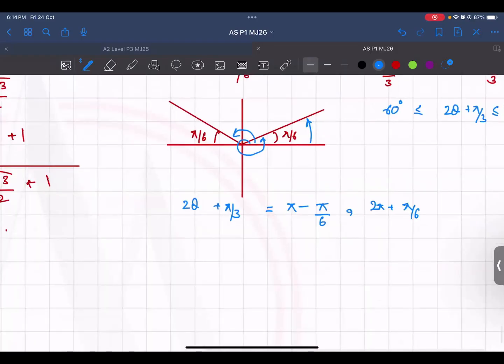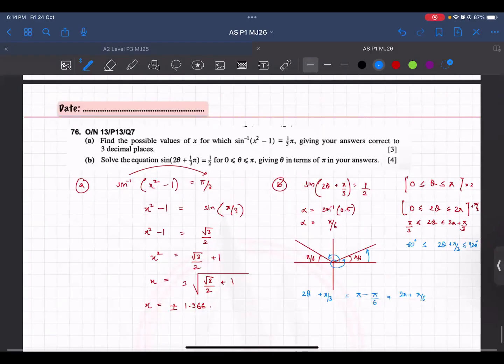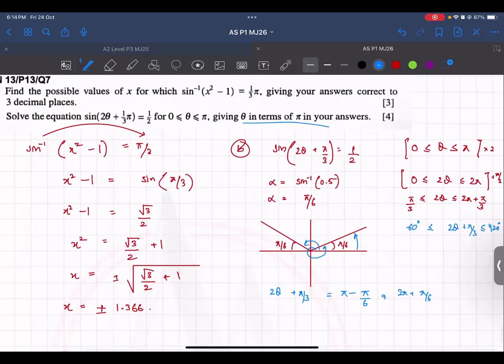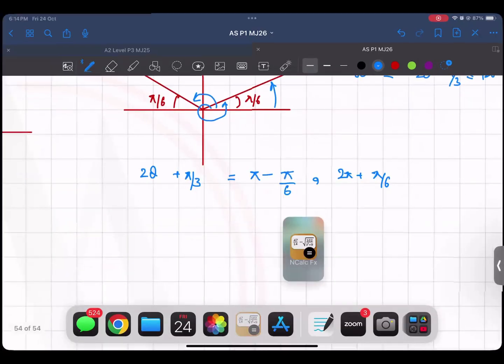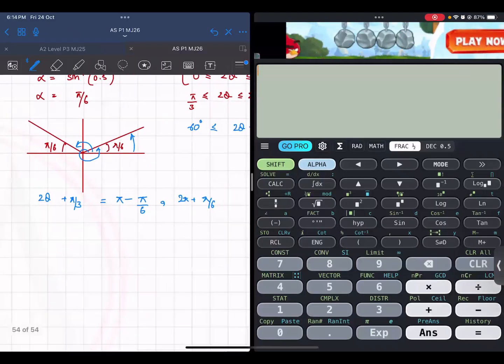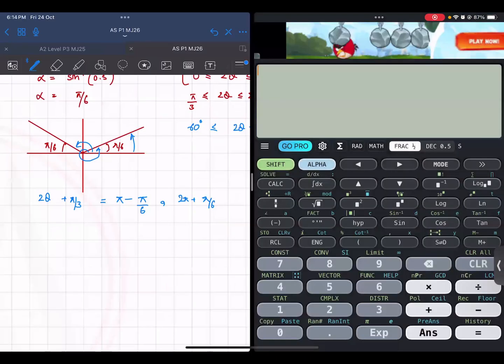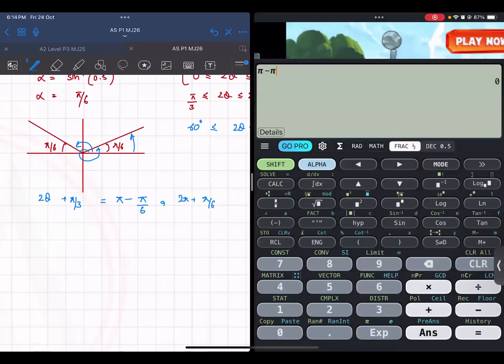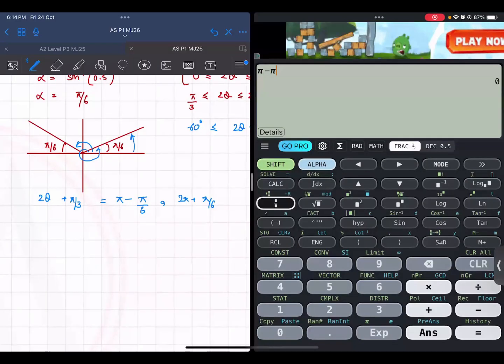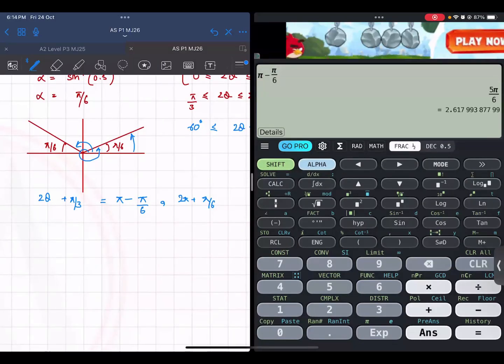And then they want the exact answer, theta in terms of pi. So 2 pi plus pi by 6 minus pi by 3. First of all, pi minus pi by 6 will be 5 pi by 6. And this thing would be subtracted, minus pi by 3, giving pi by 2. And then divided by 2.